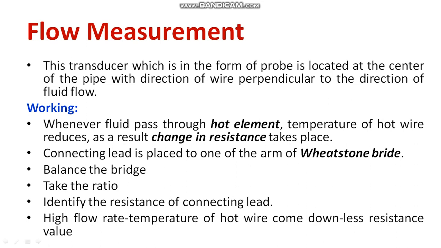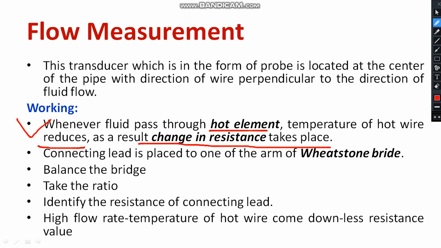Let us understand how it works. Whenever the fluid passes through the hot element such as the platinum wire, the temperature of the hot wire reduces, of course. The change in temperature affects the resistance. As the temperature reduces, the resistance also reduces, because it is a positive temperature coefficient of resistance material. So temperature and resistance are both directly proportional. That you have to remember.